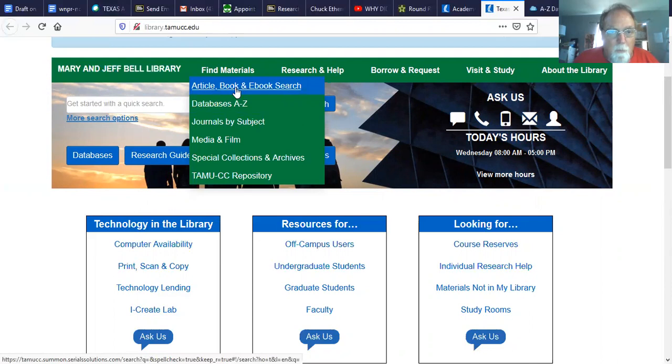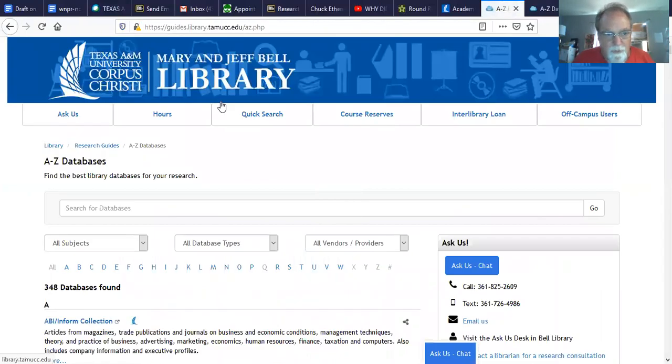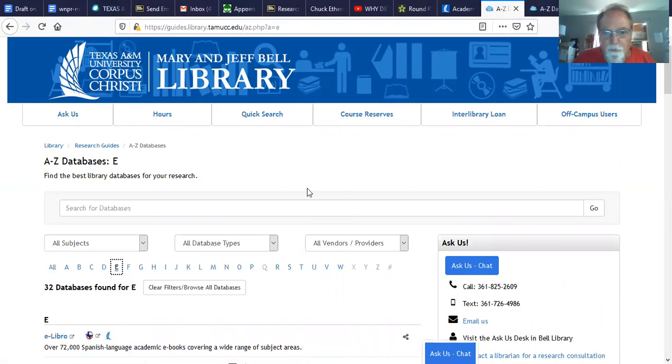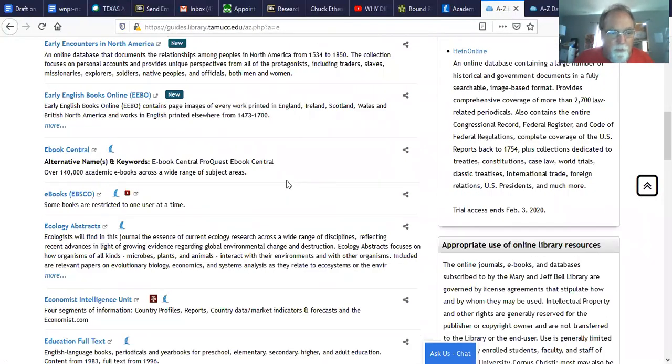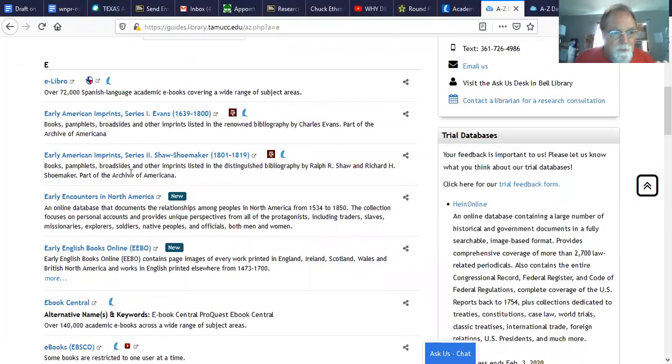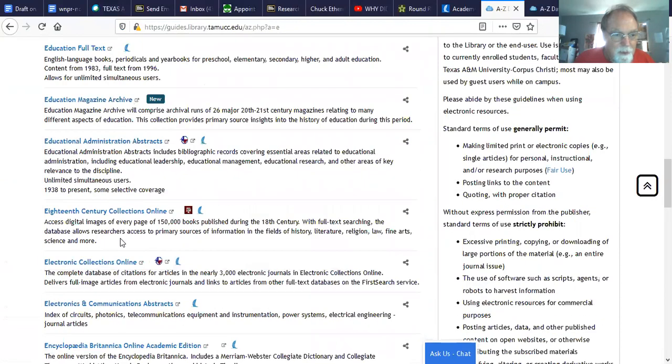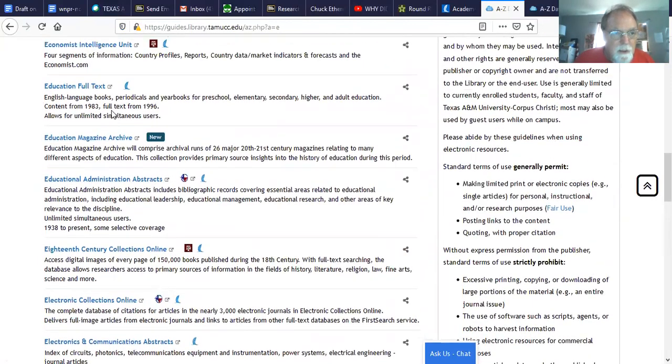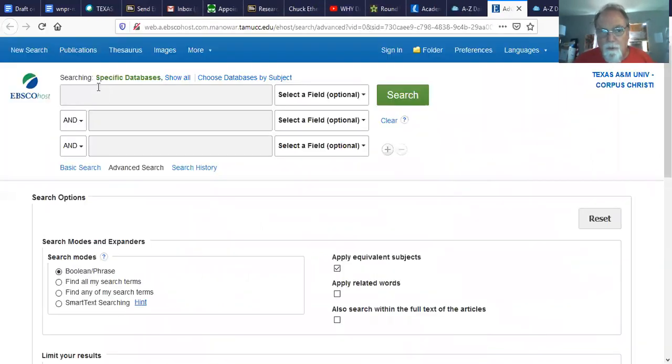What I'm going to do is just guide you. One of the best places to look is databases A to Z, just to get you started. This isn't the only index you can use, but I really think it's a good place to start. You've got to get to the D's: Education Full Text. This is a bunch of full text resources from about the last 25 years that can help you find good stuff about writing.